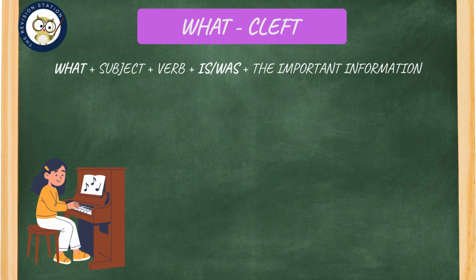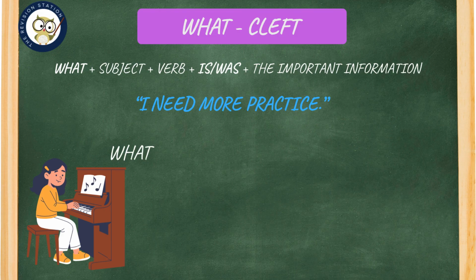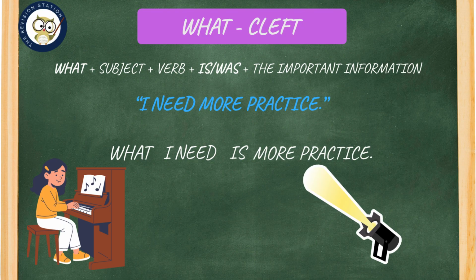Let's try another example. I need more practice. First, I add the what, then my subject and verb, then my verb is or was, and then the most important information. What I need is more practice.